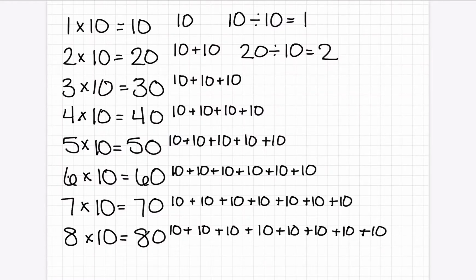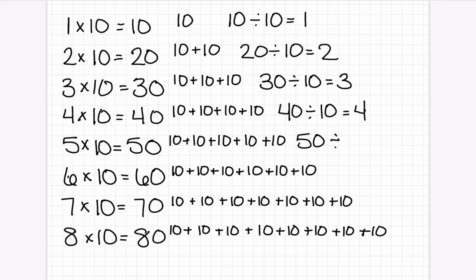Let's do the next one. Now I'm going to start with 30 divided by 10 equals 3. I take my 30 and put it into groups of 10, and I only have 3 of them. 1, 2, 3. 40 divided by 10 equals 4, because there's 4 groups of 10. 50 divided by 10 equals 5. We have 5 groups of 10.